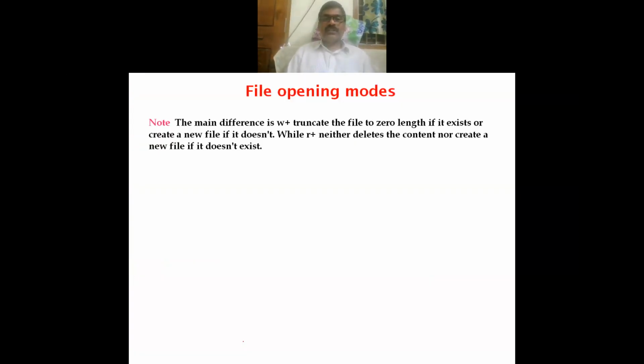So this is an example. The main difference is that W plus will truncate the file to zero length if it already exists, or create a new file if it does not exist, while R plus neither deletes the contents nor creates a new file if it does not exist. So the basic file operations performed on a file are opening, reading, writing and closing of the file.